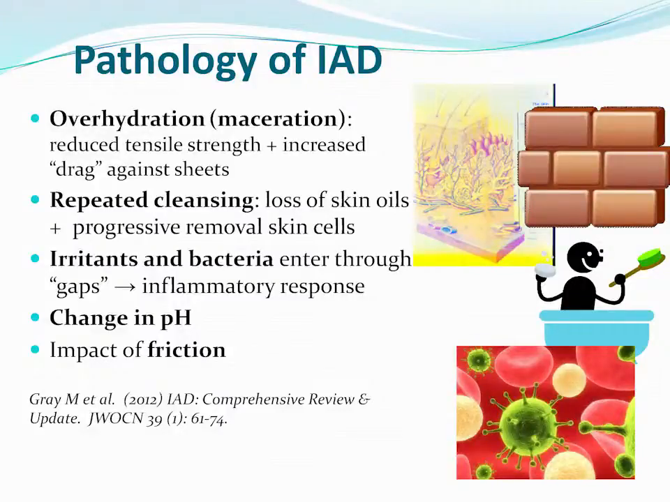So we know that when you have overhydrated skin, if you look down at the cellular level, those skin cells are overhydrated and the cell membrane is stretched. And a cell membrane that is stretched is very vulnerable, so that very minor mechanical trauma will cause disruption of the cell membrane. And when that happens to multiple cells at the same time, the end result is skin loss. We've already talked about increased drag against sheets, which also increases the risk of friction damage. So we've got the negative impact of overhydration.